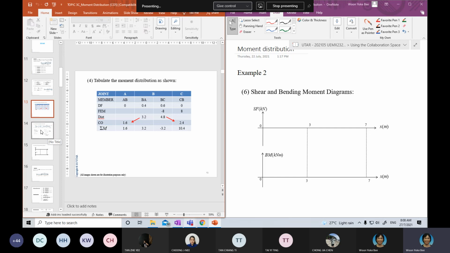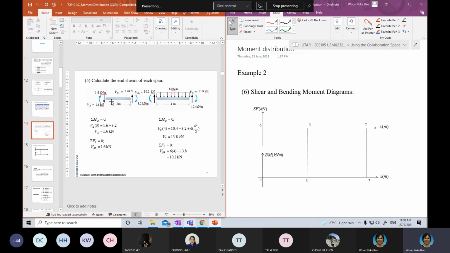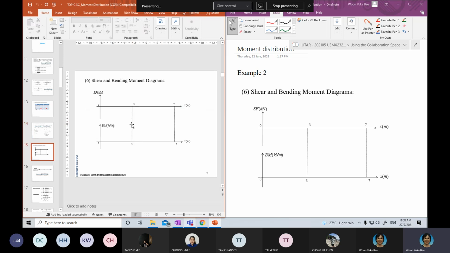Then after that, what we did is we calculated all the end shears, all the shears at the ends of each member, the black arrows here. So from here, once we have the end shears, you can then plot your shear force and bending moment diagram. For those who have done it, I hope you have.